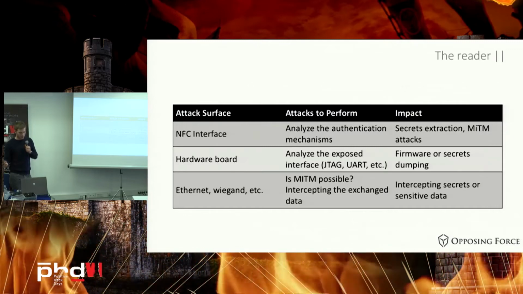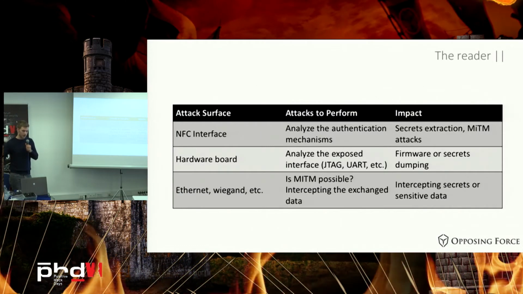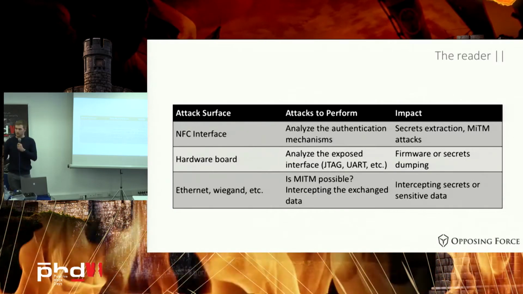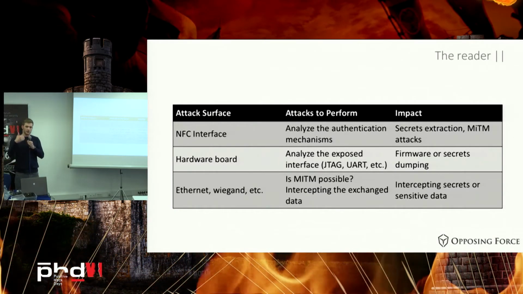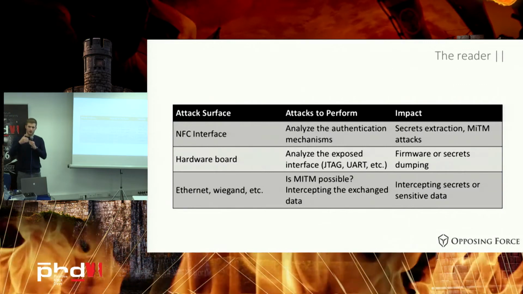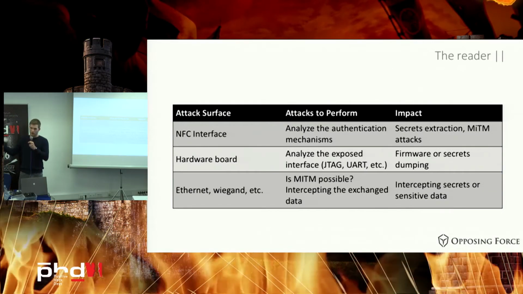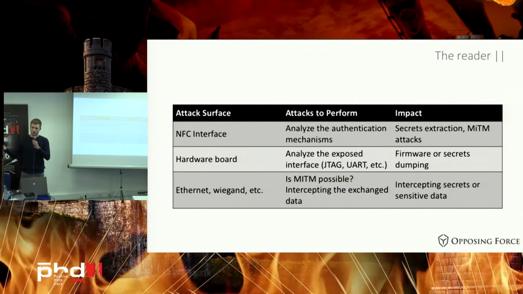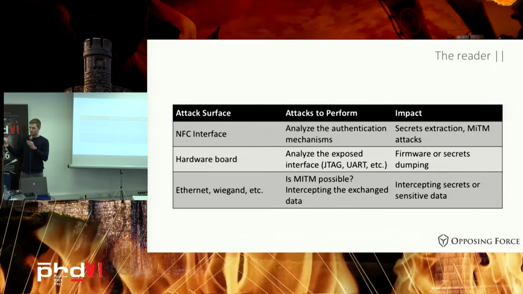And then we have the connection. As I said before, if the reader is connected to the controller via the Wiegand protocol, we can just intercept the data, and the reader already authenticates with the token, gets the correct data, and sends it in clear text to the controller. So if we can attach ourselves in the communication between the reader and the controller, we get the clear text data.